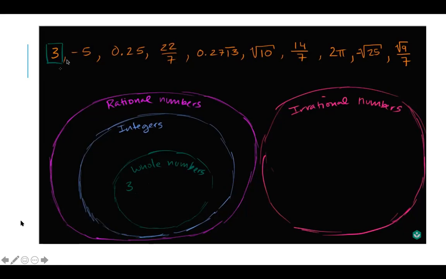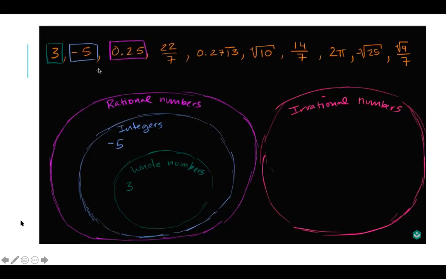Now let's think about negative 5. Now negative 5, once again, can be represented as a fraction, but it doesn't have to be. But it is negative, so it's not going to be a whole number. So negative 5 is going to sit right over here. It's an integer, and if you're an integer, you're definitely going to be a rational number, but it's not a whole number because it is negative.